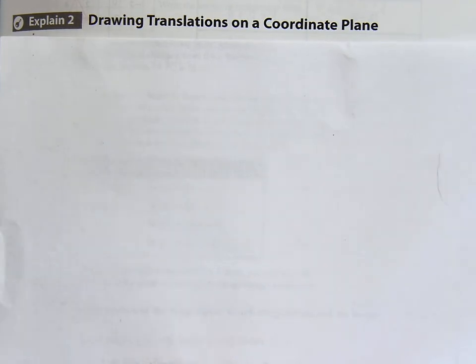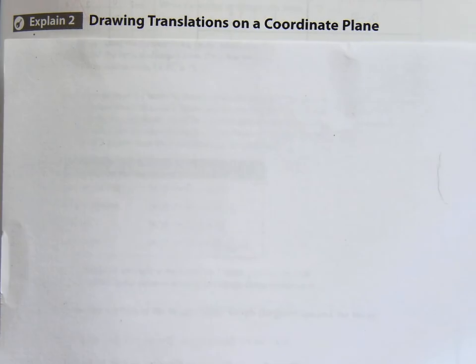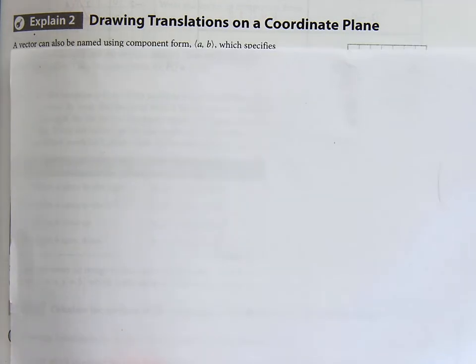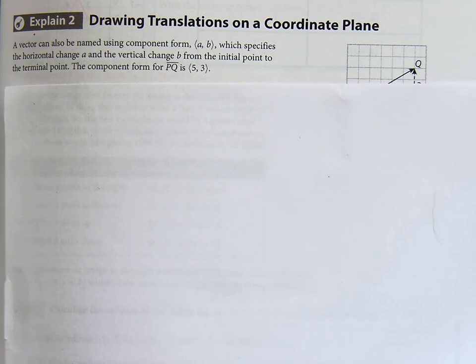Module 2, Lesson 1, Explain 2, Drawing Translations on a Coordinate Plane, on page 66. So let's go ahead and start.